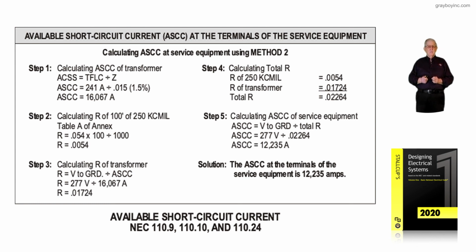So this illustration 6-34, little c, is in color, demonstrates the method 2 to determine the available short circuit current at the terminals of the switchgear as required in the NEC 110.24.